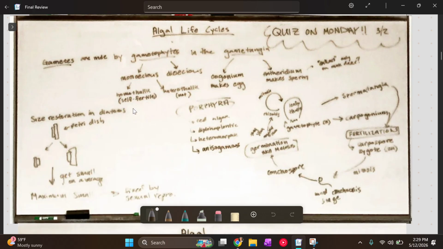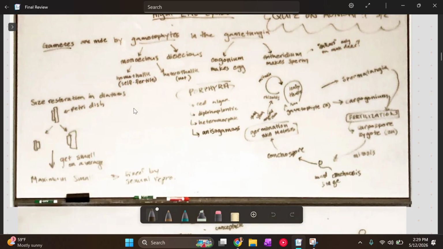Monoecious means that one gametophyte makes both the male and female gametes, and dioecious means that one gametophyte makes the female and another gametophyte makes the male. Porphyra is monoecious. Fun fact.